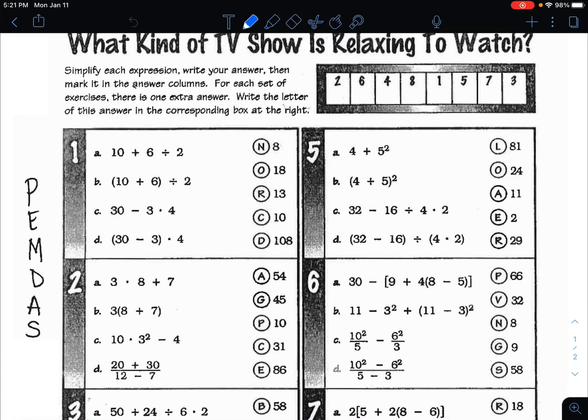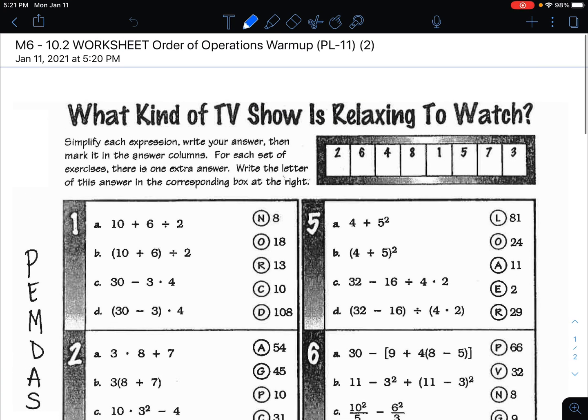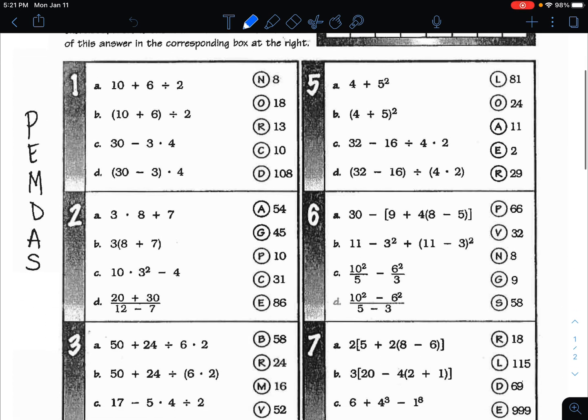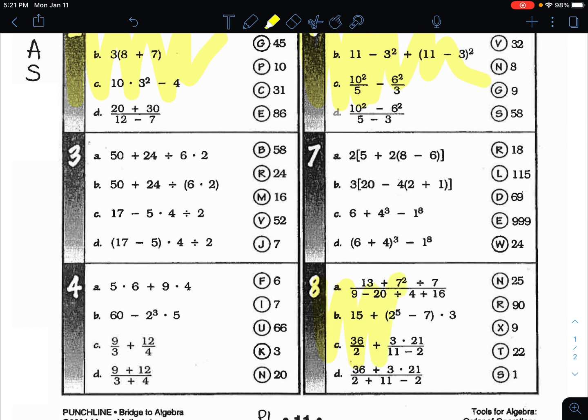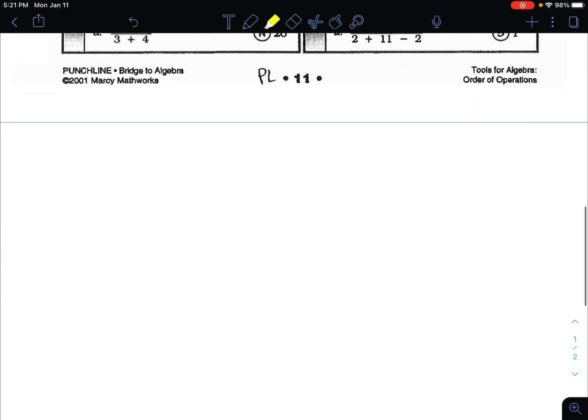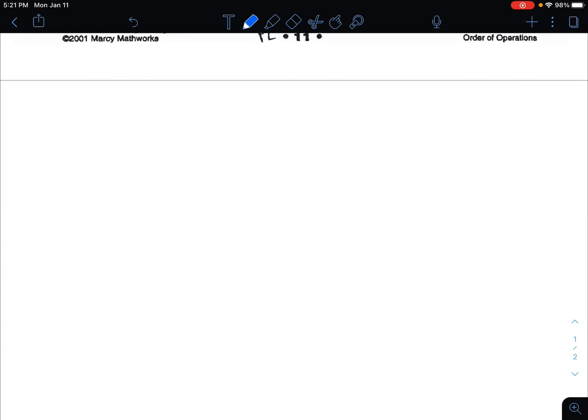I'm going to help you get started on PL-11. We're going to go over a couple of them: number 2, number 6, and then number 8. But as you can see, there's just not very much room to work through any of this, so I'm going to be doing my work on a separate sheet of paper. So here it is. Here's where I'm going to start.